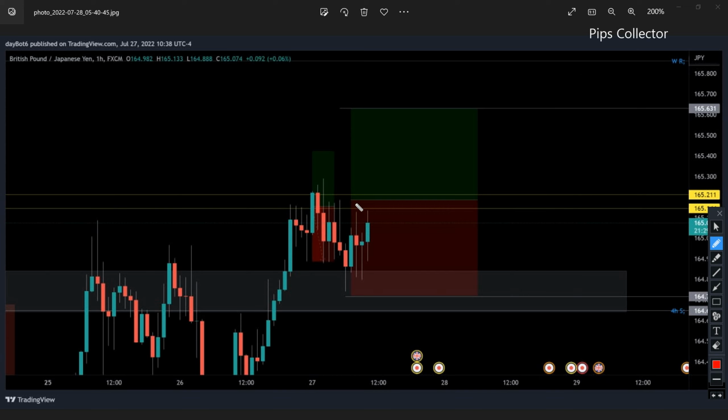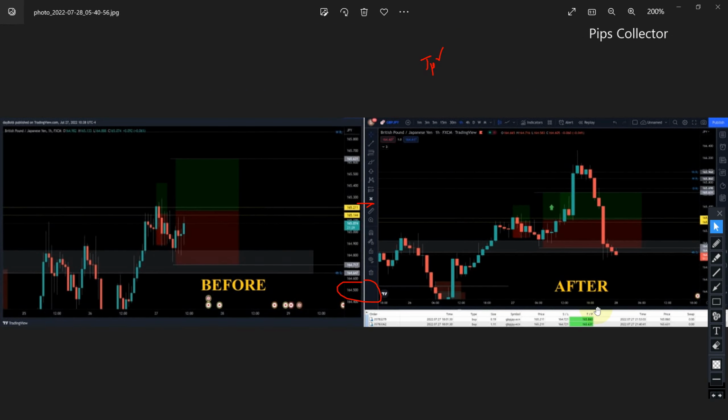So I was anticipating buys at the break of the structure, stop loss as usual, one arrow, first TP, then second TP will be here. So let's see what happened. Okay, beautiful. Price played out beautifully.